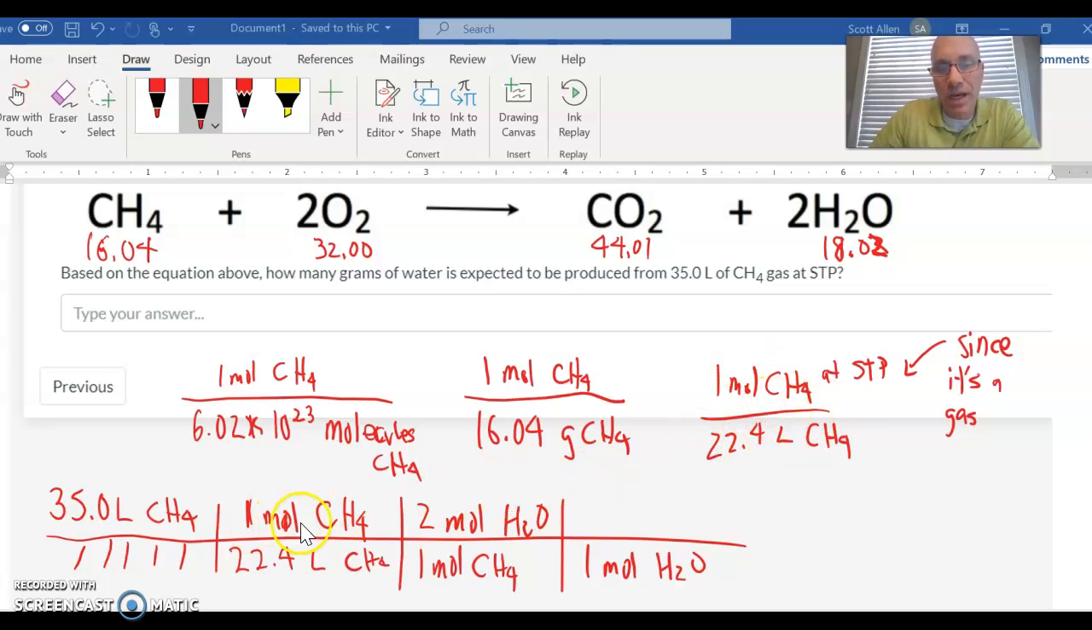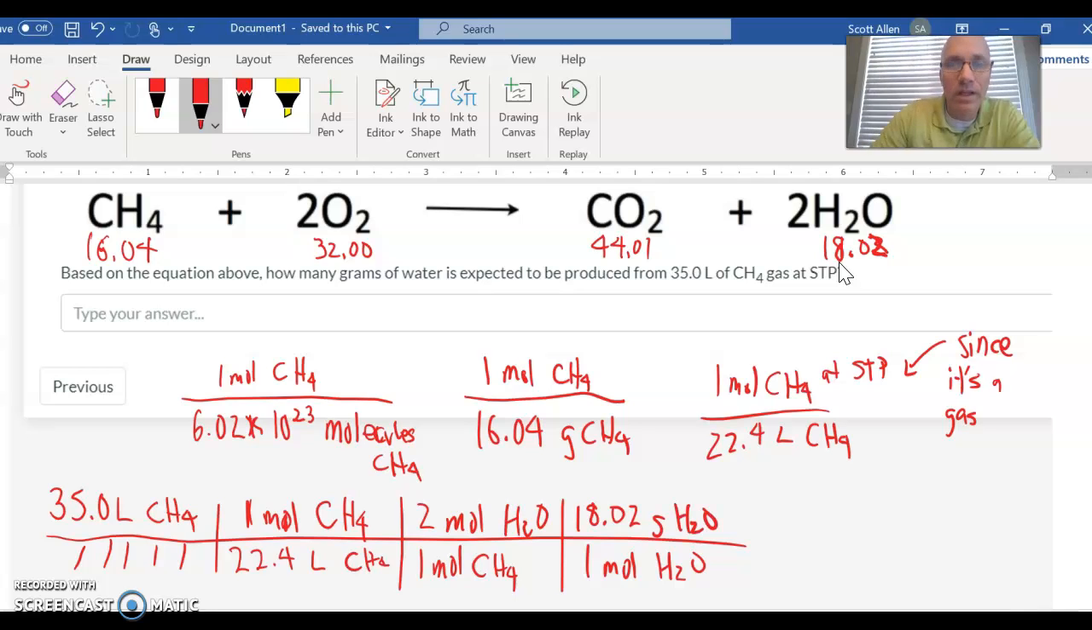Since we now have moles of CH4, that allows us to use the mole to mole ratio, which we do simply by pulling these ratios. 2 moles of water for every 1 mole of CH4. It's not listed there, but when it's blank, it means 1. So that puts the mole of CH4 on the bottom, and then we've got to turn moles of water into grams of water. The way we're going to do that is just by using the molar mass.